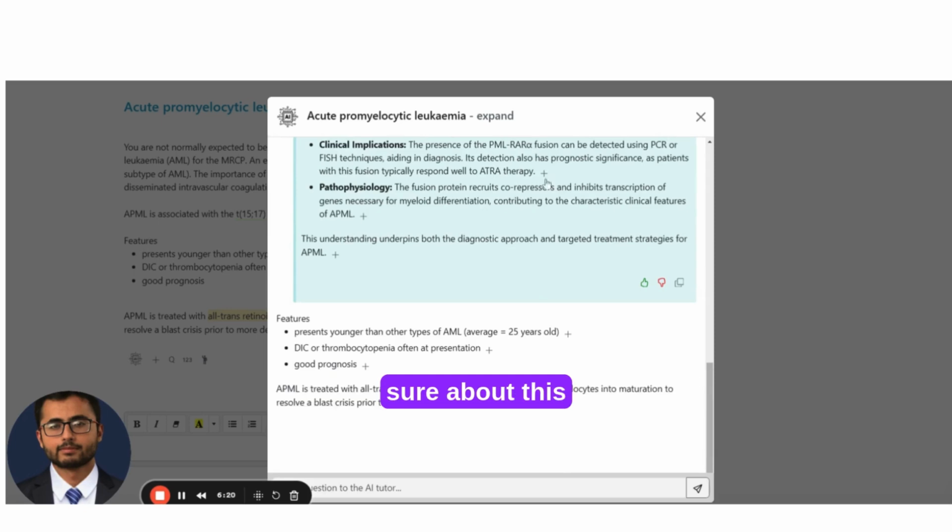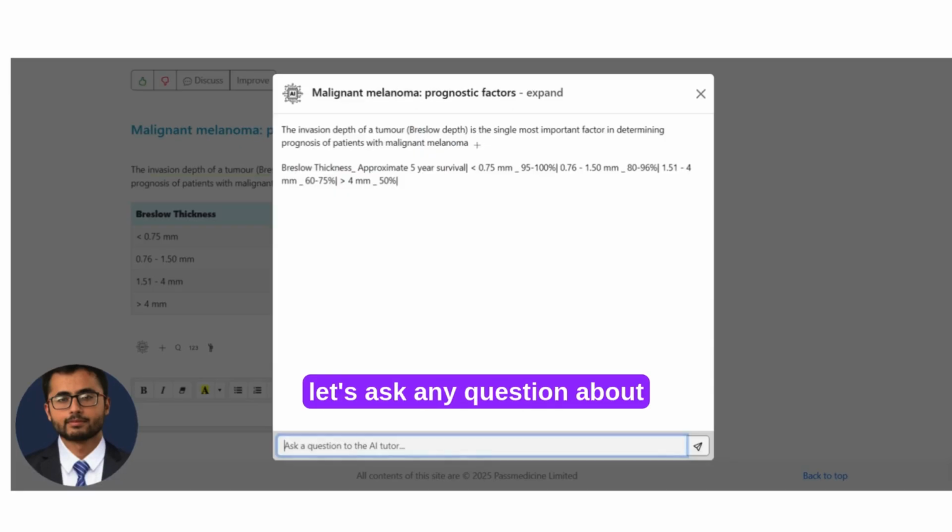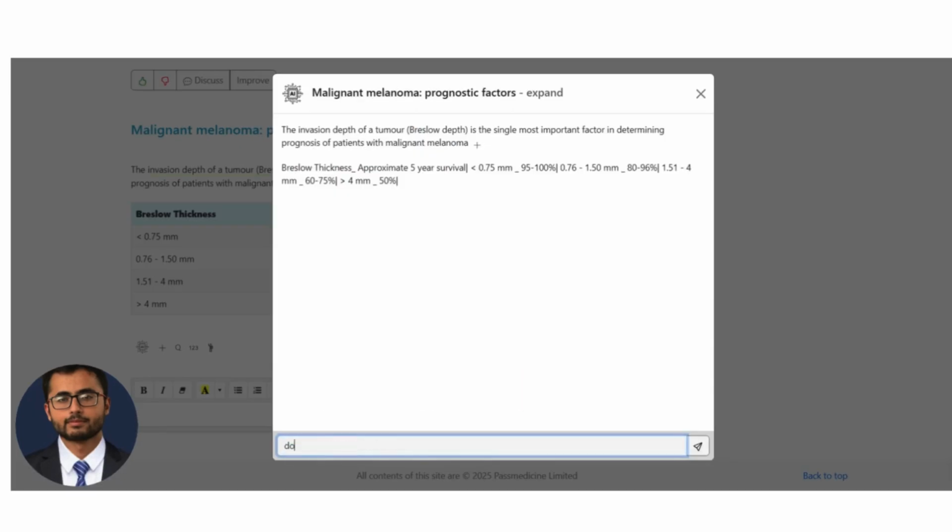For example, I'm not sure about this statement, I want to know more about it, so let's ask a question about it. Does the size of the tumor have any effect on the spread of melanoma? Let's see.